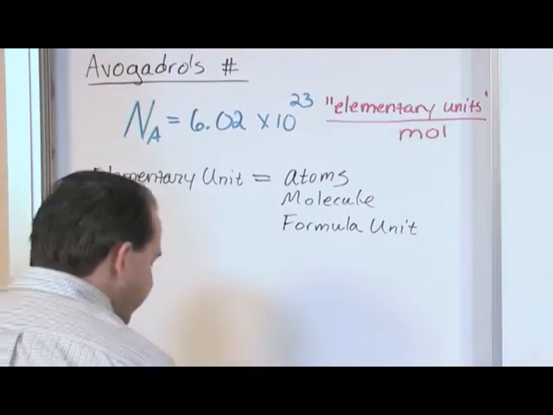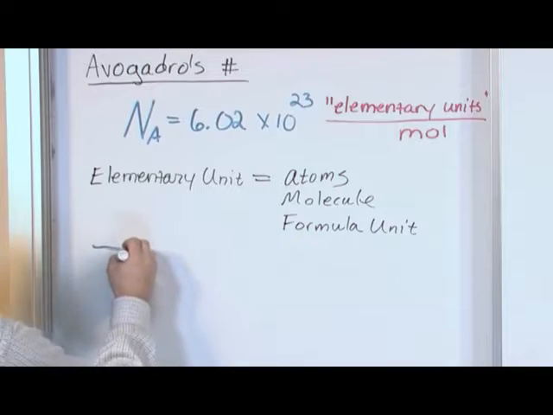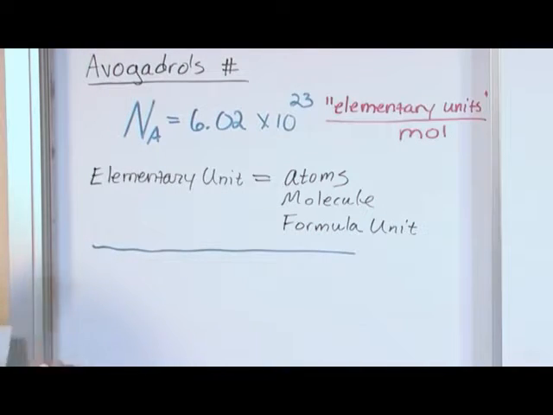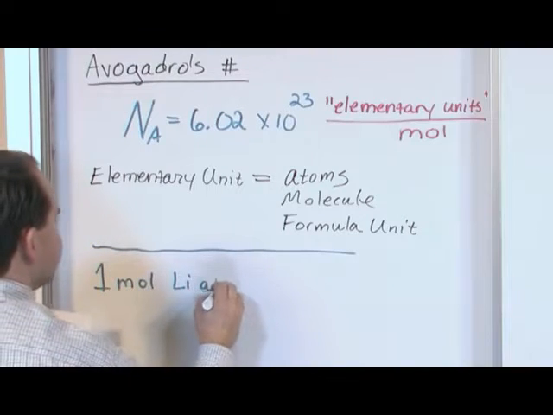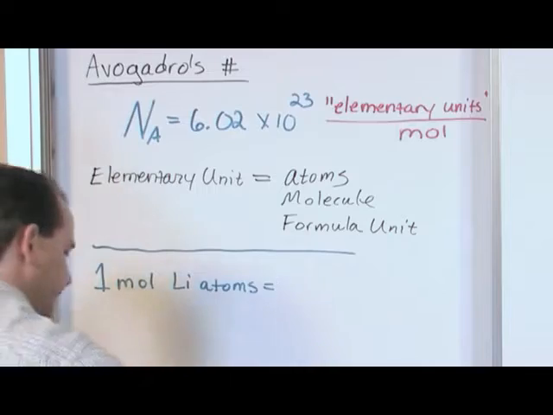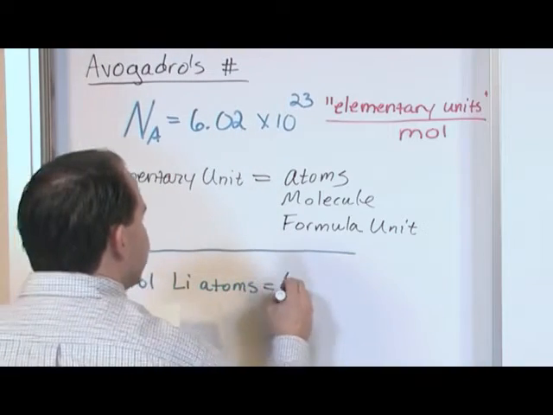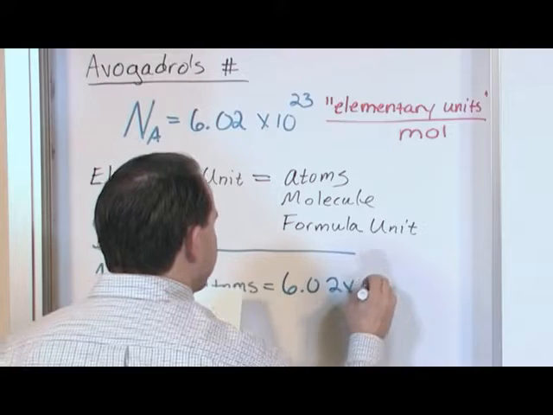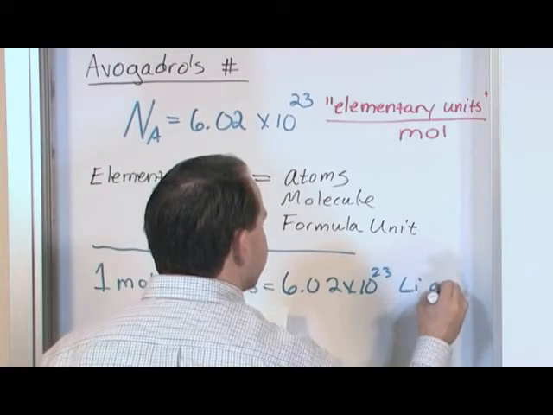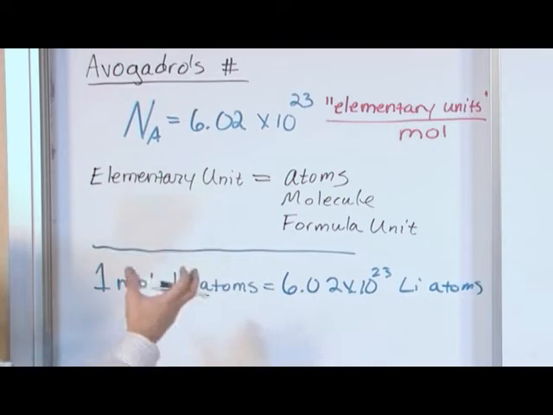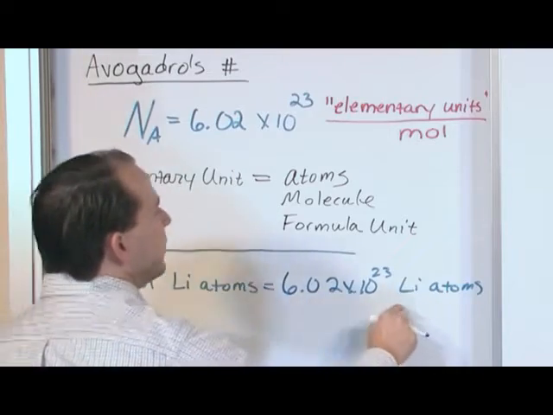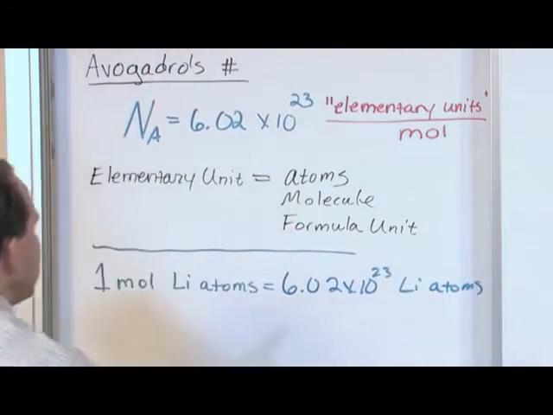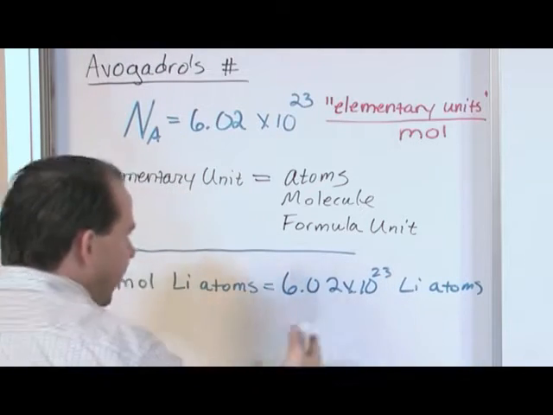So to drill this in a little bit more, and get a little bit of practice before we do some real problems: 1 mole of lithium atoms is equal to 6.02 times 10 to the 23rd lithium atoms. So you could literally buy lithium by the mole. You could go to a chemical supply company and say, give me 3 moles of lithium, and they would know that it's 6.02 times 10 to the 23rd lithium atoms for every one of those moles. So if I want 3 moles of it, I'm going to multiply by 3, right?